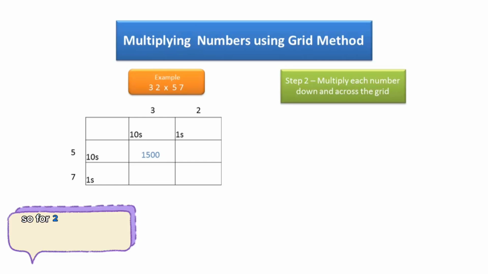So for 2 at the ones place and 5 at the tens place, we get 100. So 5 times 10 equals 50, and 2 times 1 equals 2, 50 times 2 equals 100.